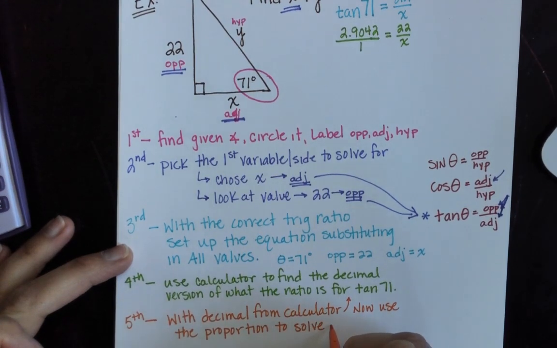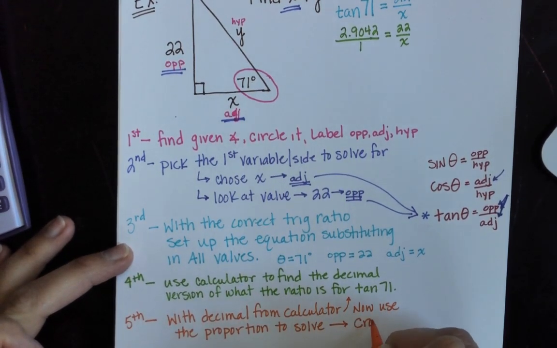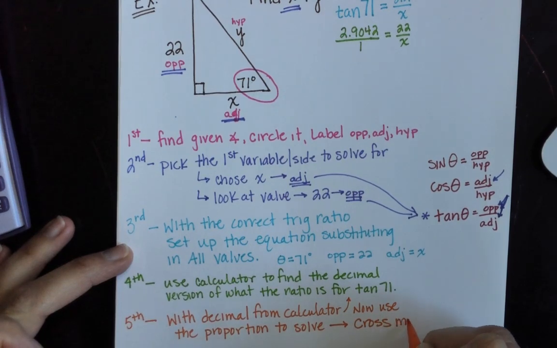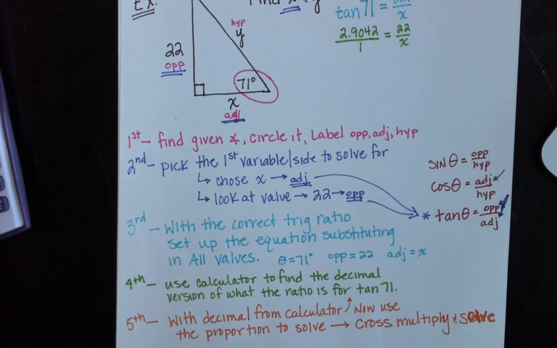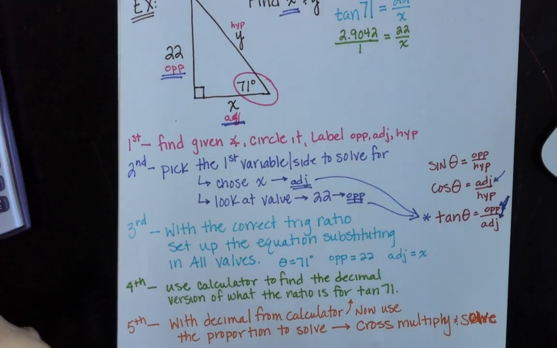And we know with proportions that means cross multiply and solve. Oh my goodness, Angie, letters backwards, 2 words back to back. Cross multiply and solve. So we're going to cross multiply.